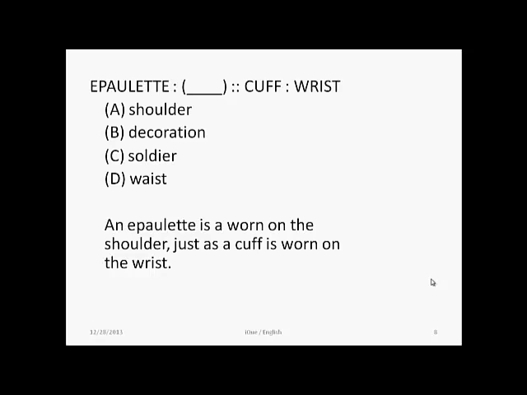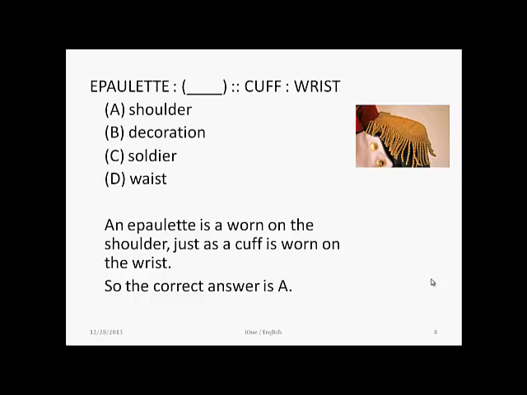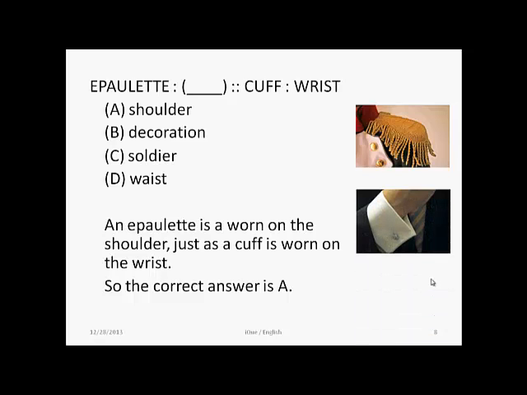Now, to be able to solve this question, you must know what an epaulette or a cuff is. Well, we know that the correct answer here is A. But just for your information, epaulette is the one shown in the picture here, the thing that is often worn by soldiers on their shoulder. Similarly, the cuff is the part which is around your wrist. So just as a cuff is worn on the wrist, an epaulette is worn on the shoulder, and hence option A is the correct one.